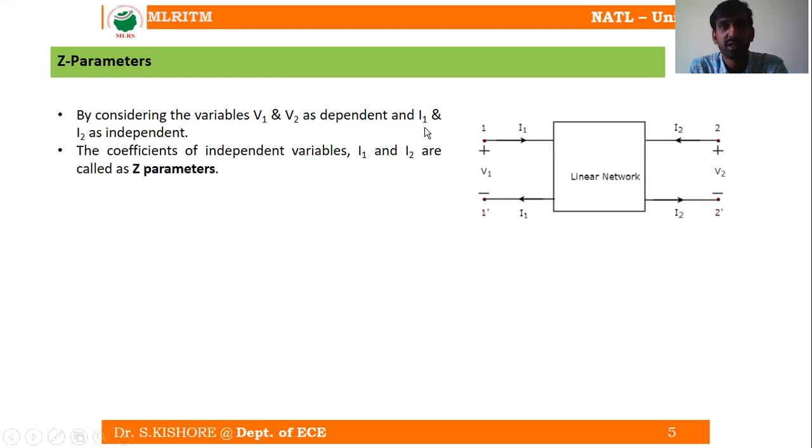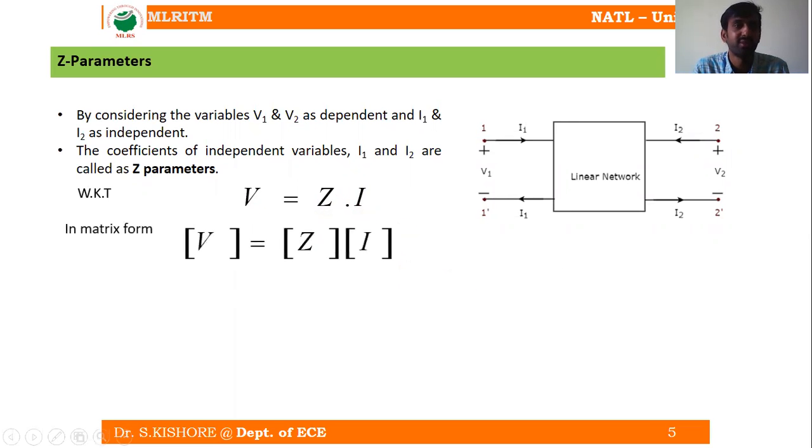Again, let us consider the same two-port network. We know the general convention V is equal to Z into I, where V is the voltage, Z is the impedance and I is the current. This is simply from Ohm's law. The same equation in matrix form is also V is equal to Z into I, where Z is a square matrix, V is a column matrix and I is also a column matrix.